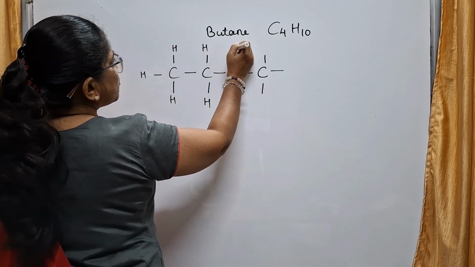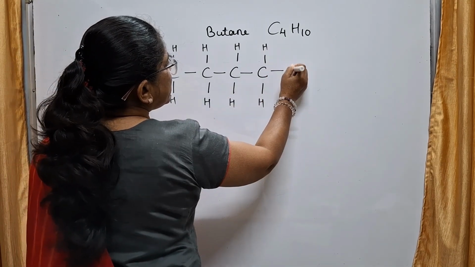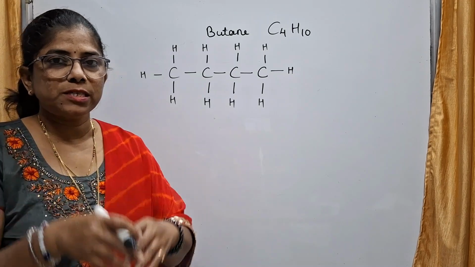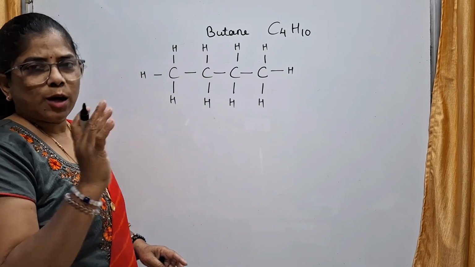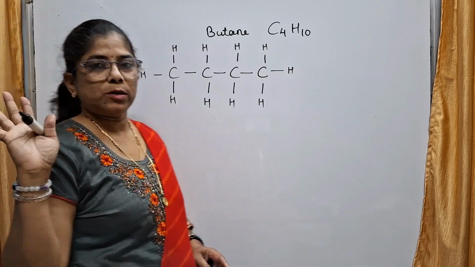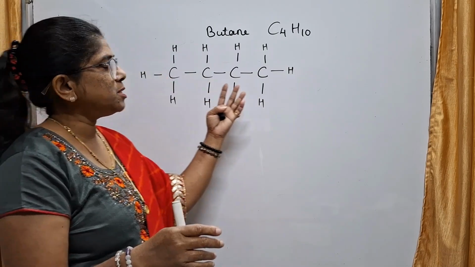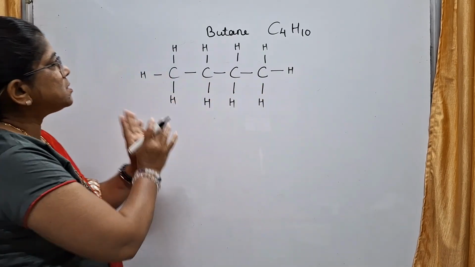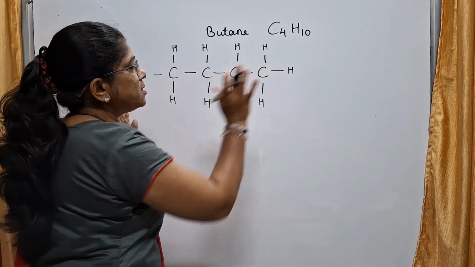Here I will give you one important tip: whenever you write any compound in which carbon is involved, just check that carbon can form 4 bonds. So here each carbon is forming 4 bonds. This is simple butane, where the 4 carbon atoms are linked in the straight chain.